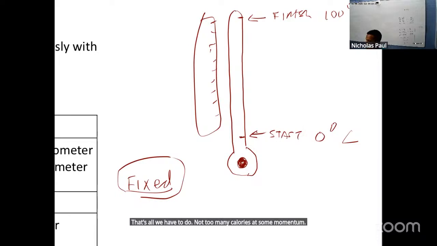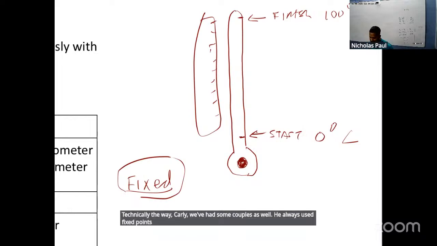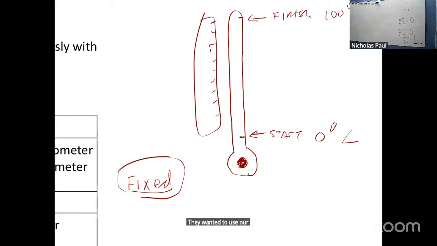Technically, the way you calibrate a thermocouple as well, you always use fixed points, right? Your fixed point will always give you your 0 degrees reading and your 100-degree reading. Third one is to use a ruler and divide, right? Divide between the 2 markings, 100 into 100 equal spaces.